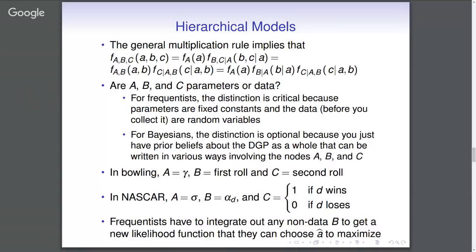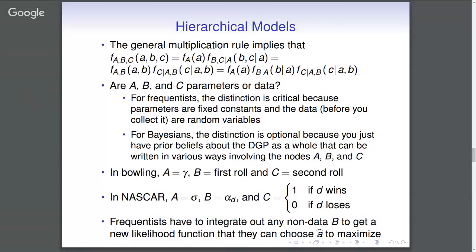Of course, if you're integrating them out, they're not really parameters either, because they're no longer considered fixed constants, but rather things that are random due to the design of the experiment, even though frequentists sort of push that to very observational data, but whatever. To do maximum likelihood estimation, you have to get a likelihood function that's free of B. So you have to do an integral and then choose A to maximize that likelihood once B is gone.